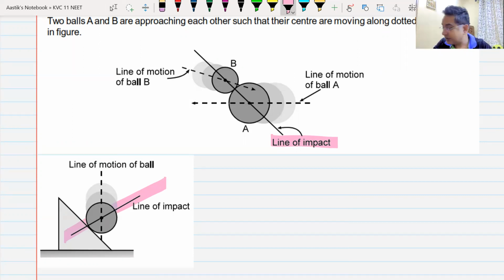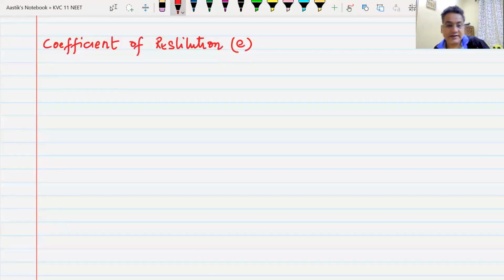Okay, I'll give you 2 minutes. A line of impact, and you must remember the important points about the line of impact. Now, apart from line of impact, there will be one more thing that will be coming in the discussion, and that is known as coefficient of restitution. So I will just go through this coefficient of restitution. It is a number and it is denoted by e.